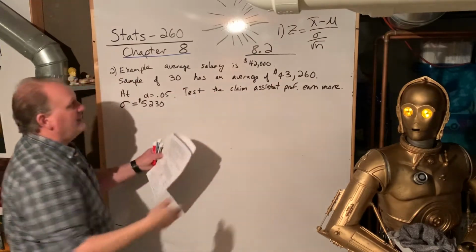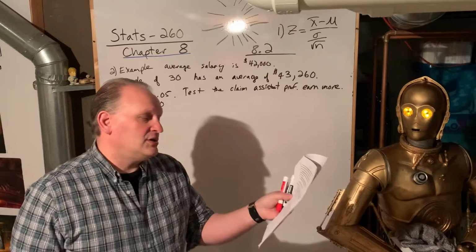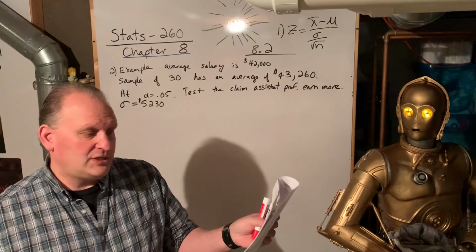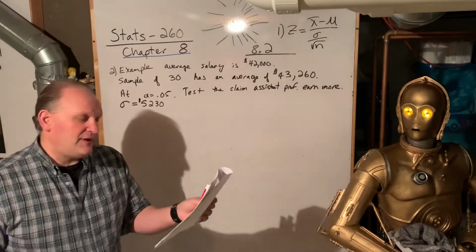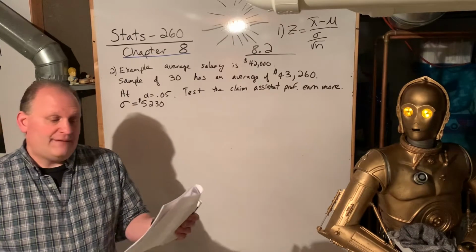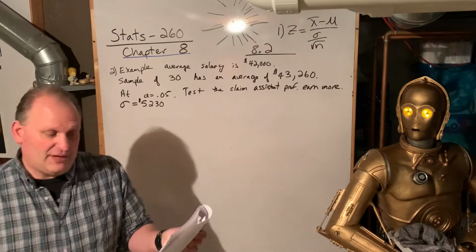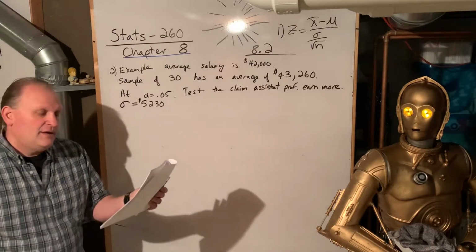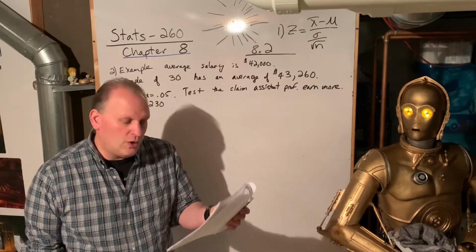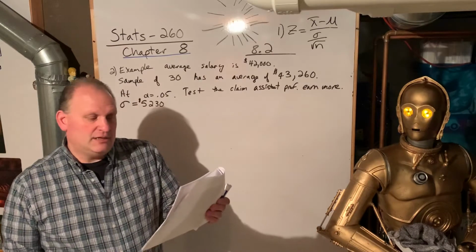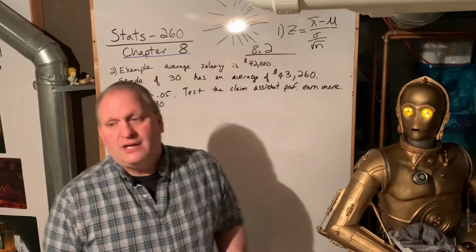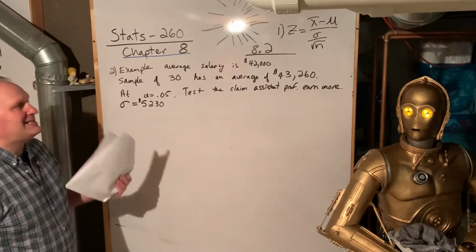So for example, this first example, a researcher reports that the average salary of assistant professors is more than $42,000. A sample of 30 assistant professors has a mean salary of $43,260. At a 5% level, alpha is 0.05, so significance level of 5%, test the claim that the assistant professors earn more than $42,000 a year. The standard deviation of the population is 5,230. So we have to decide, is that statistically significant?